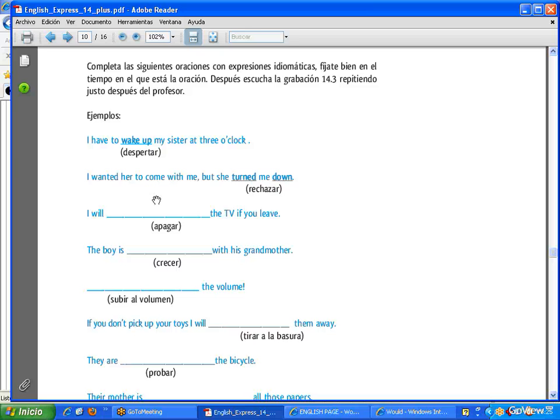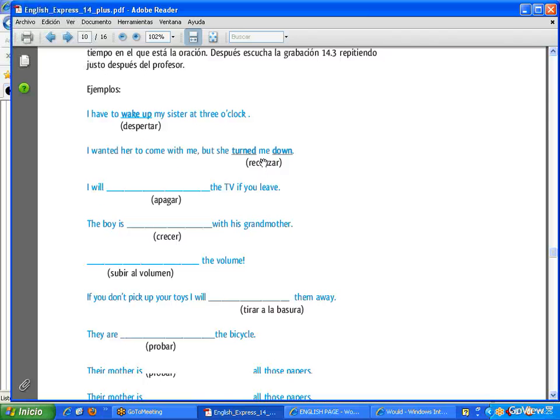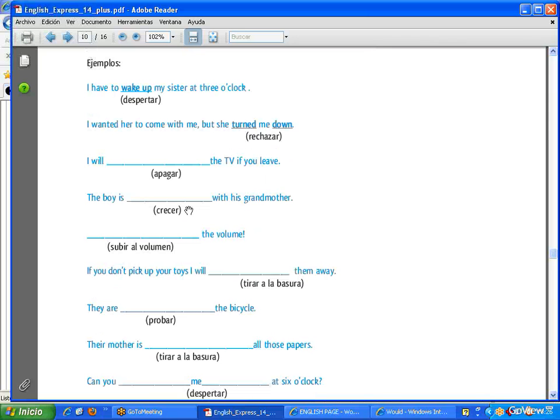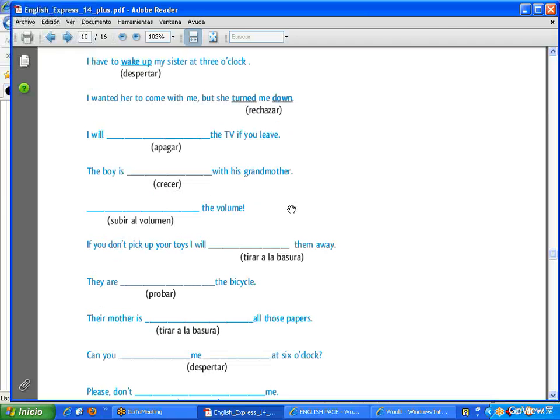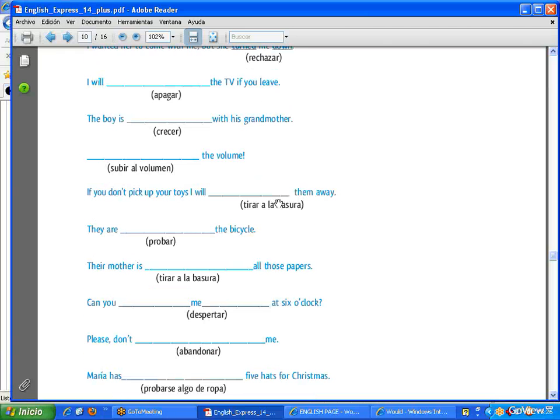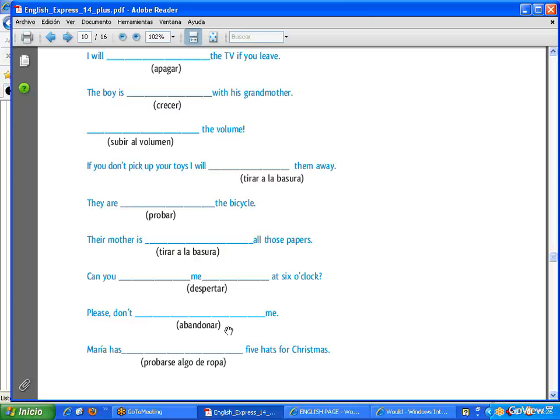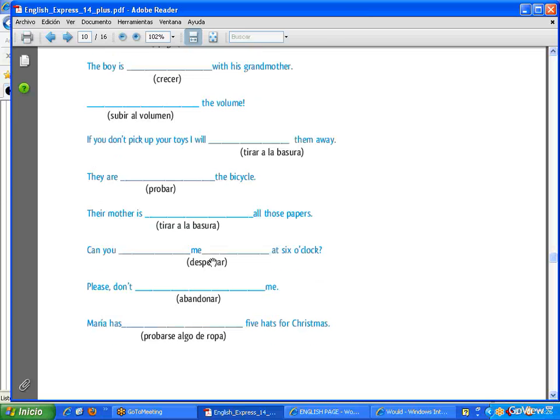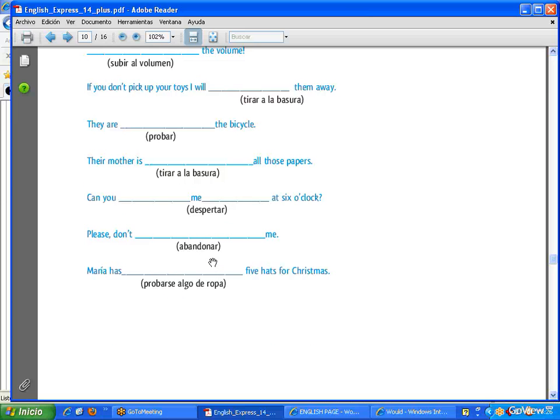Oh dear. Okay, so I will turn off the TV if you leave. is growing up with his grandmother. So you do these. These are the normal exercises for phrasal verbs. Maria has tried on 5 hats for Christmas.